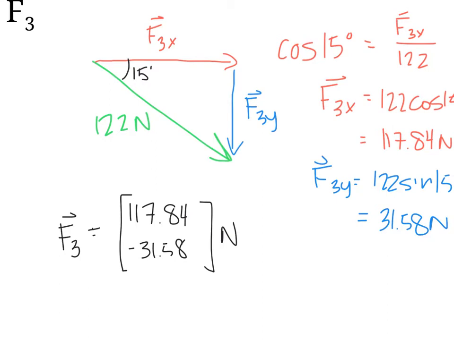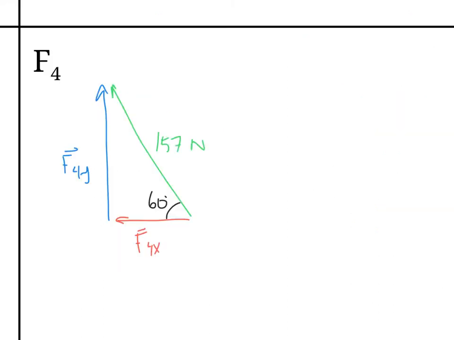Let's do the same for vector 4, and you can try this one yourself and then look at the answer. So I've already set up vector 4 for us. Now let's find that x component. So F4x, remember, which one is it, cosine or sine? Well, it's beside the angle, so it's the adjacent side, so we would say cosine. So it's going to be 157, the hypotenuse, times cosine of 60 degrees. And 157 cos 60 gives us 78.5.